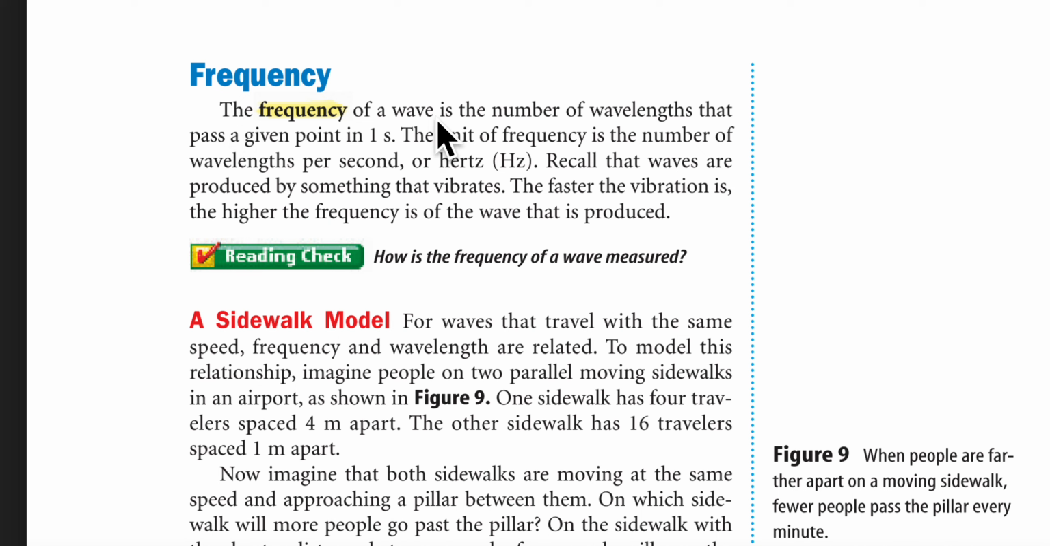Frequency. Frequency of a wave is the number of wavelengths that pass a given point in 1 second. The unit of frequency is the number of wavelengths per second, or hertz. Recall that waves are produced by something that vibrates. The faster the vibration is, the higher the frequency of the wave produced.